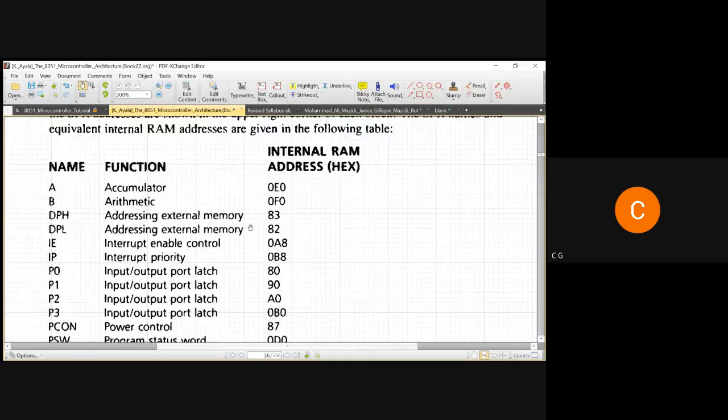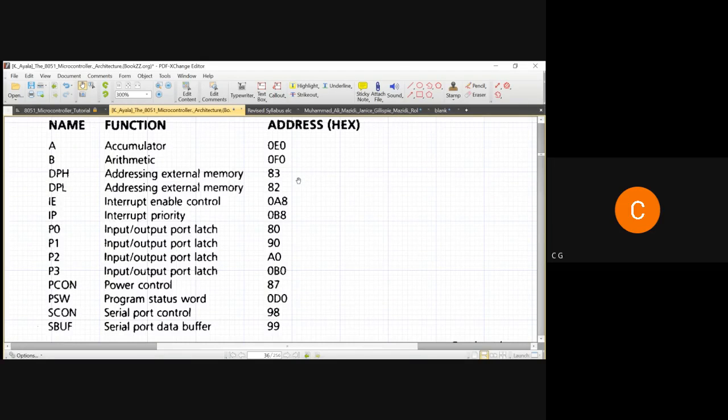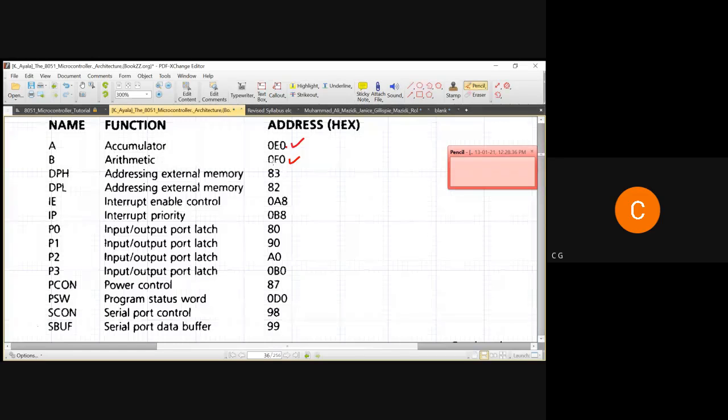So the role of this register is like A is accumulator, B is arithmetic. Now the RAM address is here. Okay. So when you put this address, like to initiate accumulator, you have to use this address. If you want to do mathematical operations, you have to use 0F0 along with this. Okay.